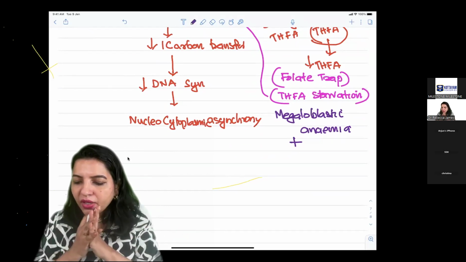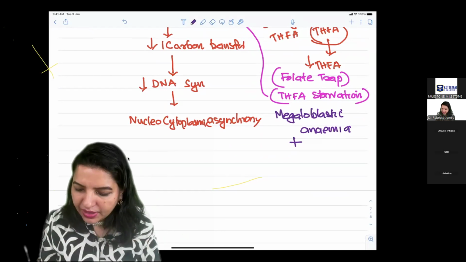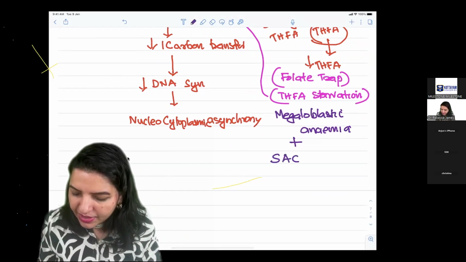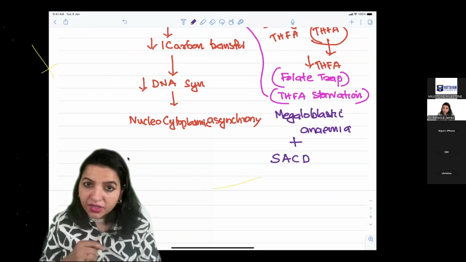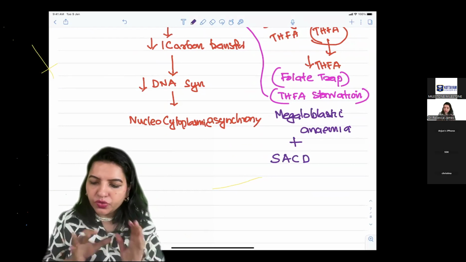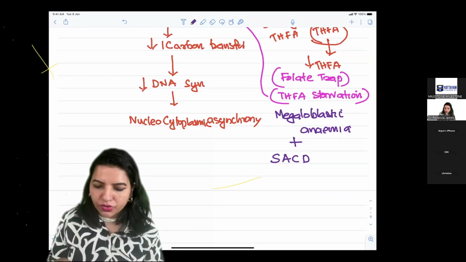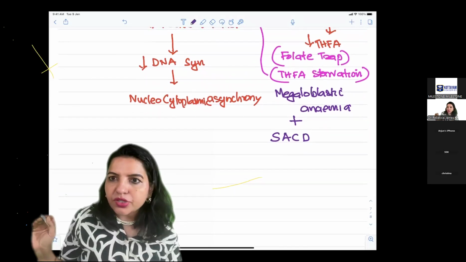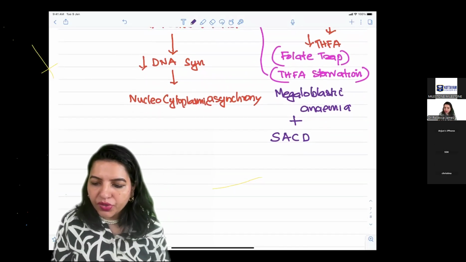Okay, so megaloblastic anemia plus SACD, that is subacute combined degeneration. So that is the clinical features of these two. The investigation I have also told you. So this is how we differentiate between them.